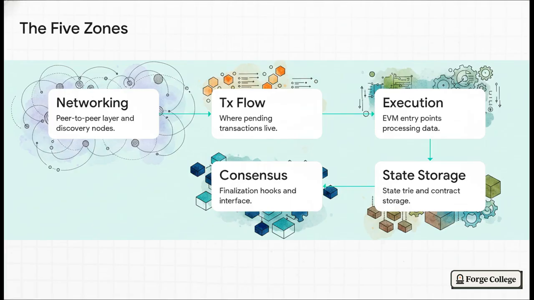Now, what's super clever here is how arranging these from top left to bottom right naturally mimics the life cycle of a transaction. You start up in the networking layer where messages gossip, then you move into the transaction flow and pool, drop down into execution and the EVM entry, slide on over to state storage, and finally hit that consensus interface. The visual flow just makes perfect sense.